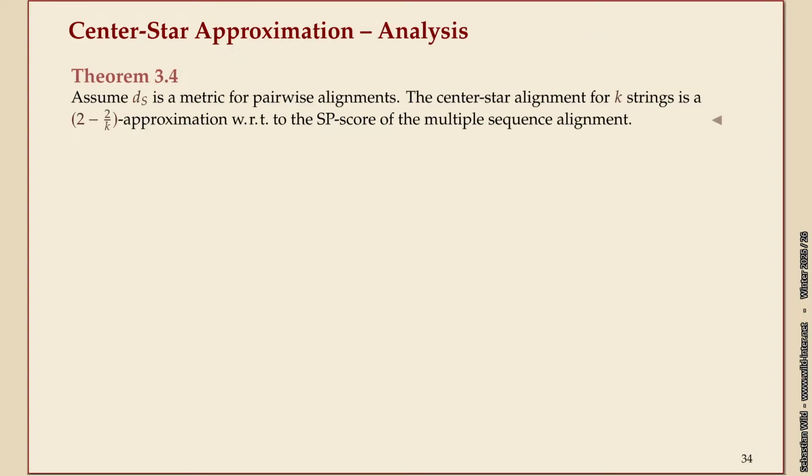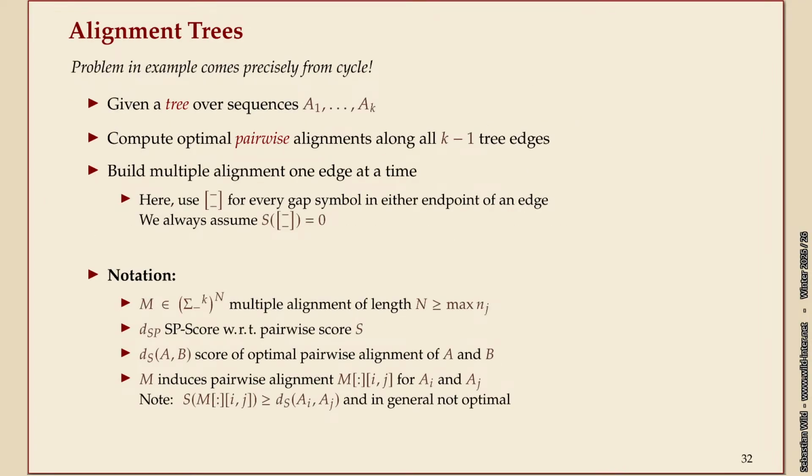It turns out it's a 2 approximation, or actually it's slightly better when k is small. You can show it's 2 minus 2 over k. Let me sketch at least how you get this. And probably good to keep the notation somewhere visible.